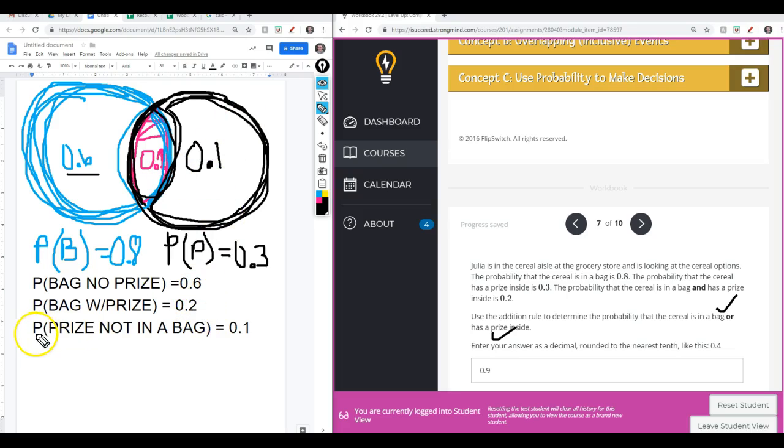So then if we go to this probability that it's a prize that's not in a bag, did it meet these requirements? Yes, because was it in a bag or has a prize inside? It wasn't in a bag. It did have a prize inside. So it met that requirement. So that's why we include that probability. So that's another way to look at this visually, if you are a visual learner instead of just using the algebraic way.